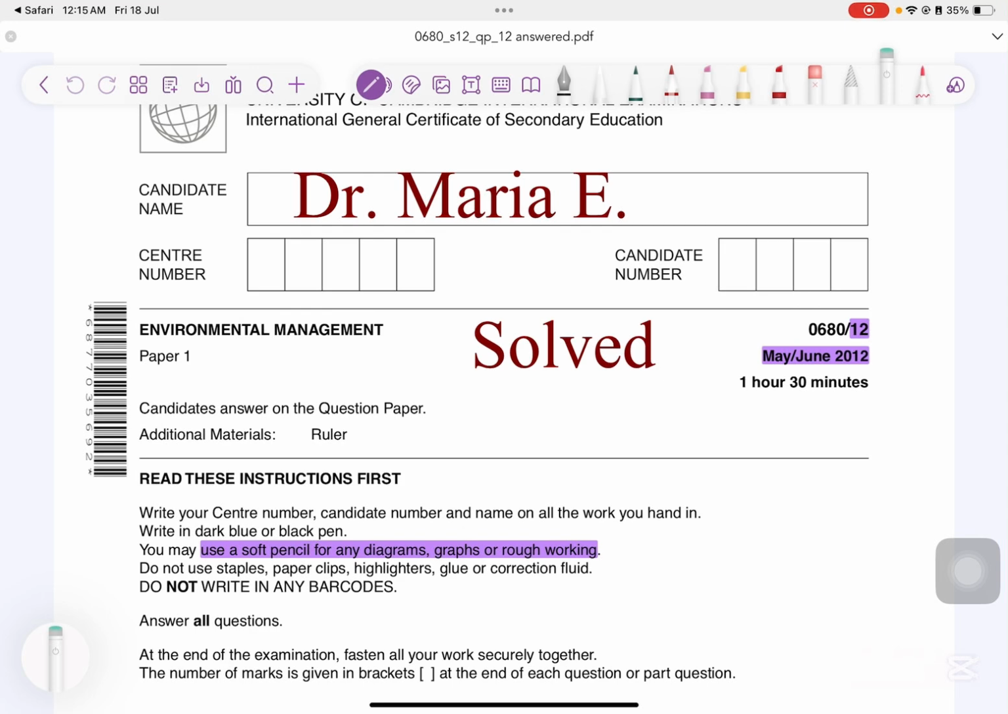Today we're solving May-June 2012, Paper 1, Variant 2.